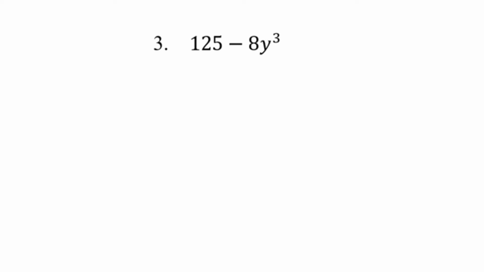So when you look at this first one, always start when we're factoring with the greatest common factor no matter what. 125 and 8y cubed, they don't have anything in common, so we can't do the greatest common factor, but you always need to start there. After that, we look at 125 and 8, and hopefully you can notice that those are perfect cubes. Right, that's what's going to tell us to do the sum or difference of cubes.